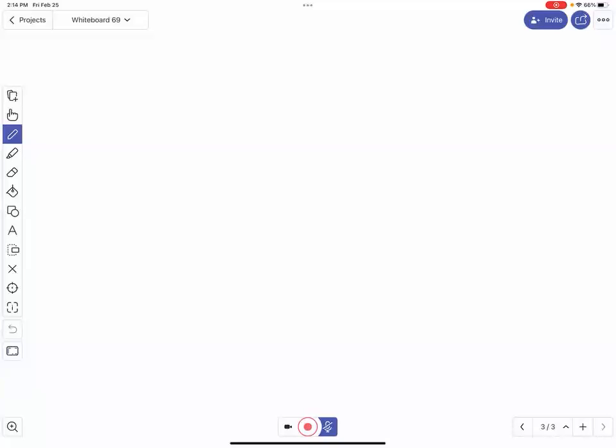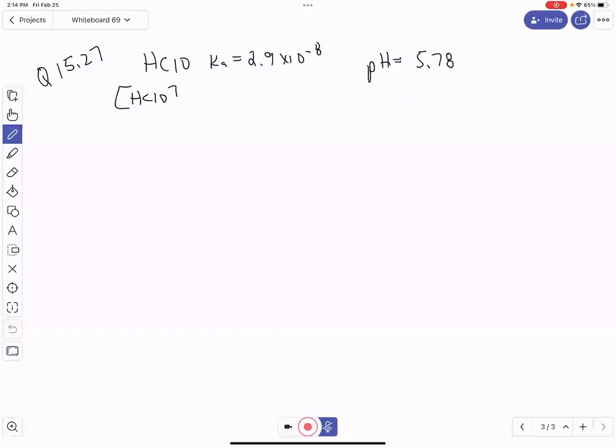So yeah, question 15.27 from the reading gives us hypochlorous acid, HClO, and it tells us the Ka for hypochlorous acid is 2.9 times 10 to the minus 8. And this solution has a pH of 5.78. Based on that, it's asking us, what was the initial concentration of this hypochlorous acid? So this is going to be basically the opposite of the calculation we just did.